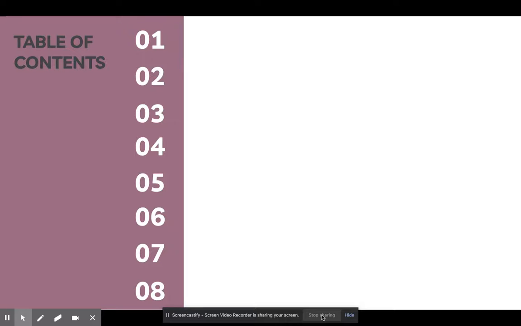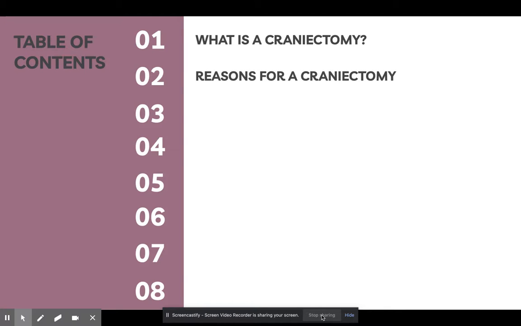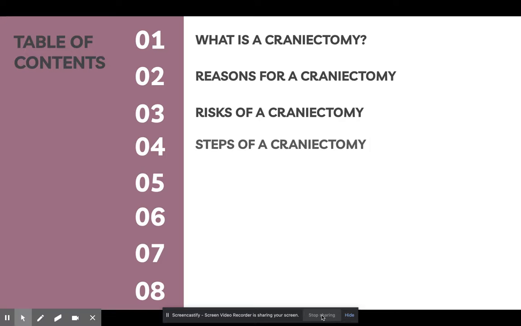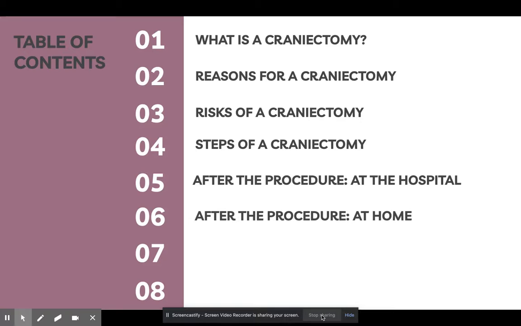Table of contents. This is a list of what I will be going over in this project. 1. What is a craniectomy? 2. Reasons for a craniectomy. 3. Risks of a craniectomy. 4. Steps of a craniectomy. 5. After the procedure at the hospital. 6. After the procedure at home. 7. Phases of rehab. And 8. A summary.